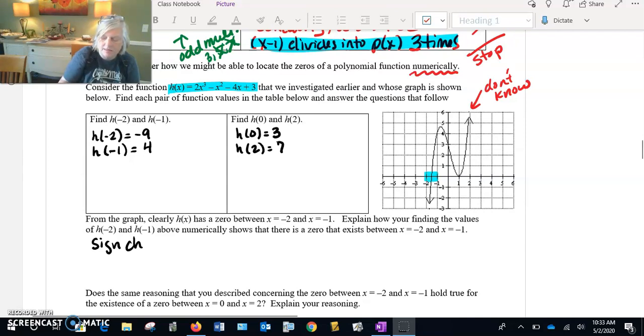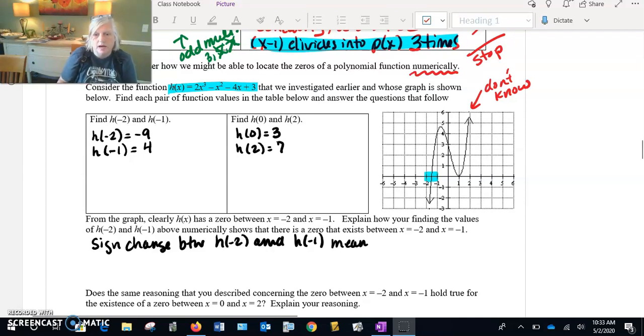And instead of saying a 0, I might want to say at least 1 0, because we don't know what really happens in between if we only have 2 single values. So at least 1 0 exists between x equal to -2 and x equal to -1.